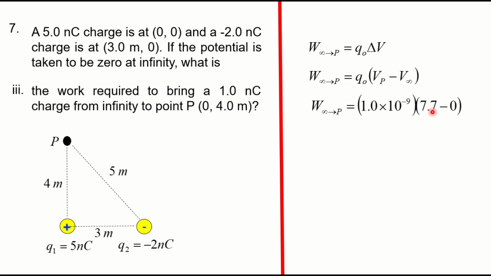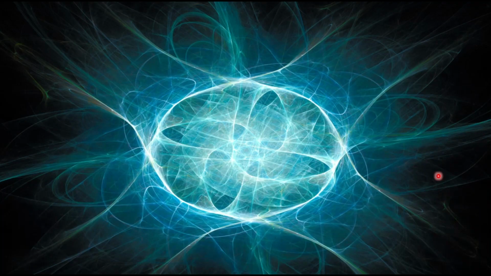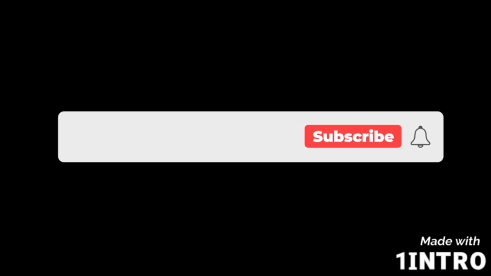And we know the electric potential at infinity is 0. So our final answer, the work done to bring the charge from infinity to point P, is equal to 7.7 times 10 to the power of negative 9 joules. So this is the answer. That's all from me. Thank you.